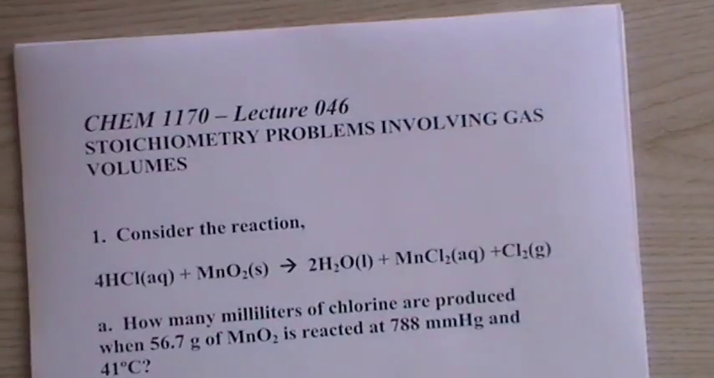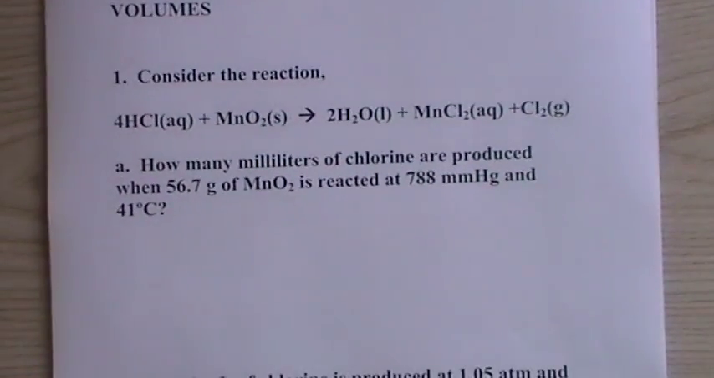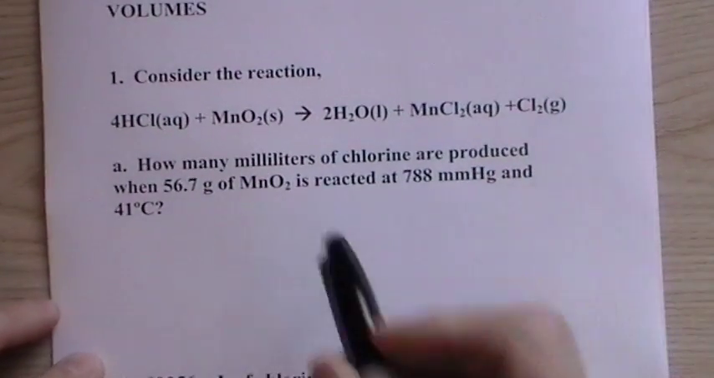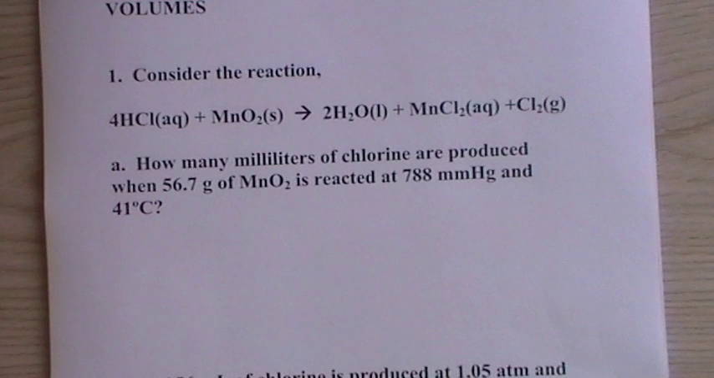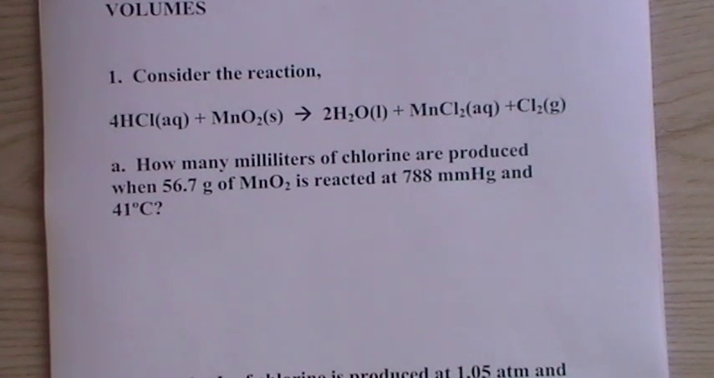Okay, lecture 46. Consider the reaction. So we have this reaction and it involves a gas. How many mils of chlorine are produced when 56.7 grams of manganese 4 oxide is reacted at 788 millimeters mercury and 41 degrees Celsius?